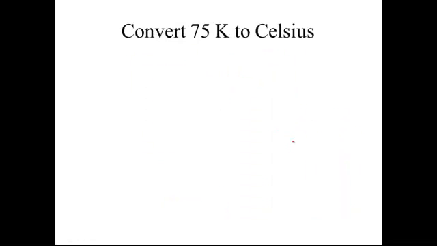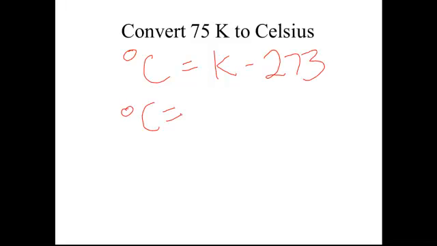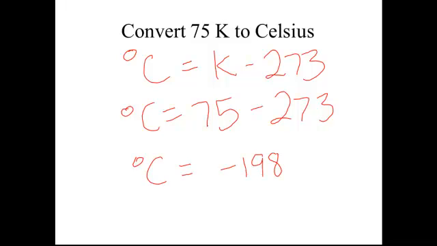Okay, and then if we had 75 Kelvin, we wanted to go back to Celsius. We know that Celsius equals Kelvin minus 273. So we're going to take our 75 Kelvin and subtract 273. So 75 minus 273 in Celsius would equal negative 198 degrees Celsius. And that is our final answer.